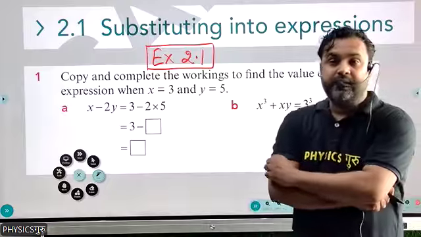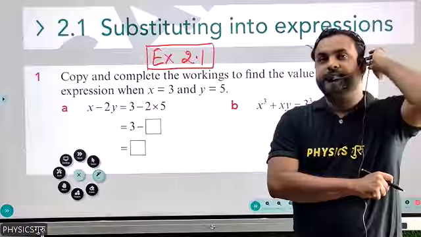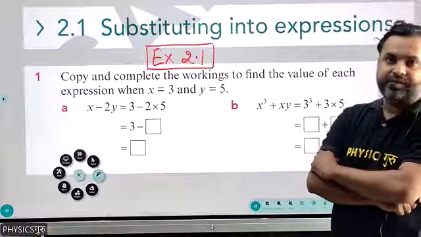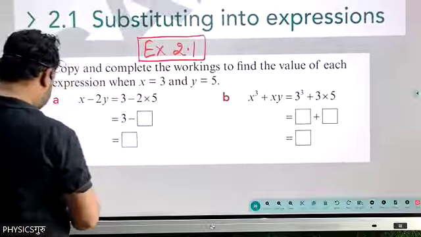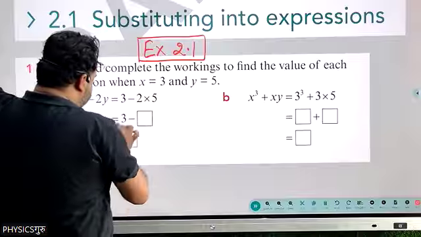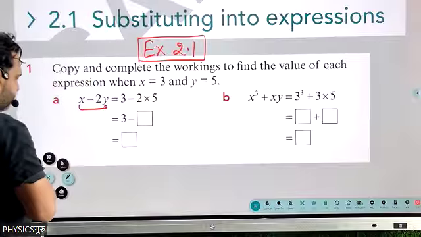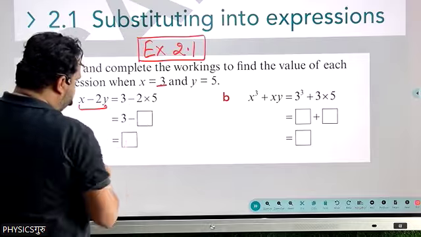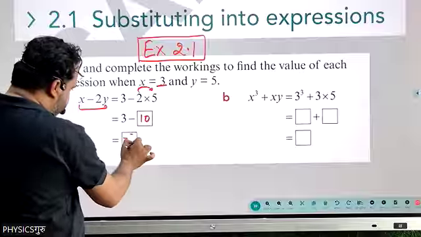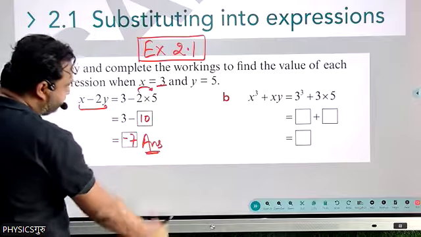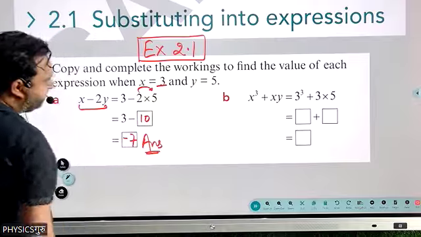The question says: copy and complete the working to find the values of each expression when x is 3 and y is 5. The value of x is given as 3, y is 5, and we need to fill in the blanks. So it is x minus 2y. We need to solve x minus 2y. The x value is 3, the y value is 5. So 3 minus 5 times 2. 5 times 2 is 10. So 3 minus 10 is minus 7. Minus 7.